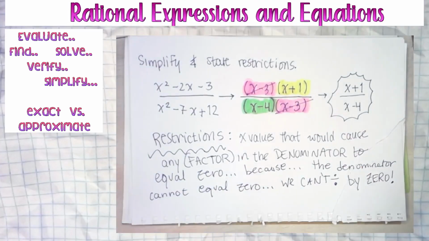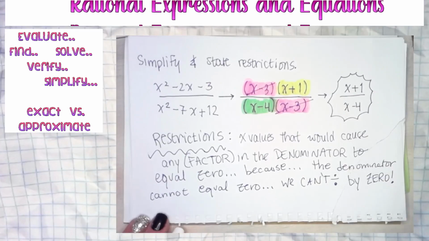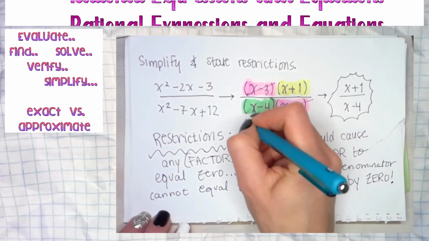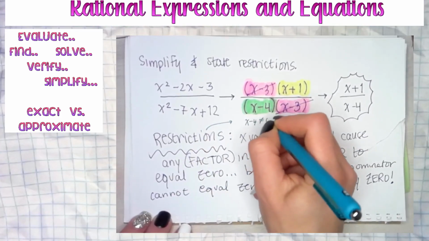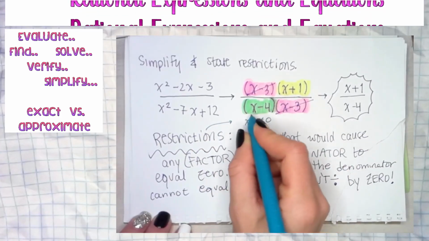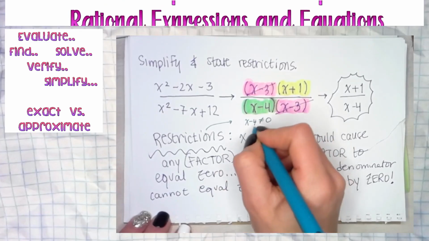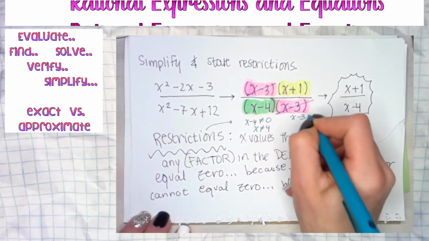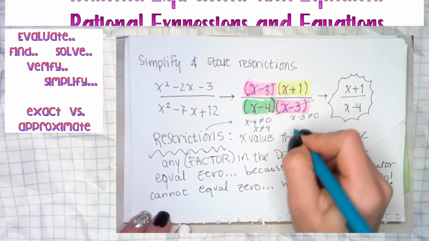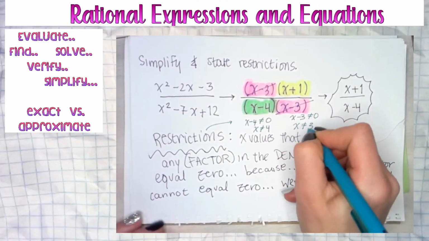Go ahead, you want to shout something out? I can't see who raised their hand right now. So the restrictions are x cannot be 4 and x cannot be 3. Yep, because x minus 4 can't be 0. Add 4, x cannot be 4. Same idea here. x minus 3 cannot be 0. Add 3, x cannot equal 3.